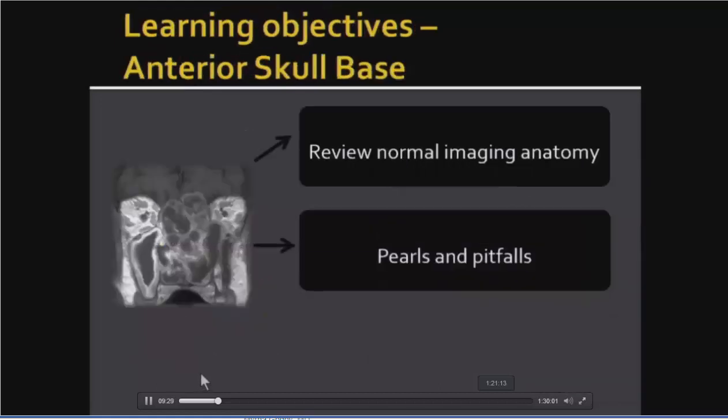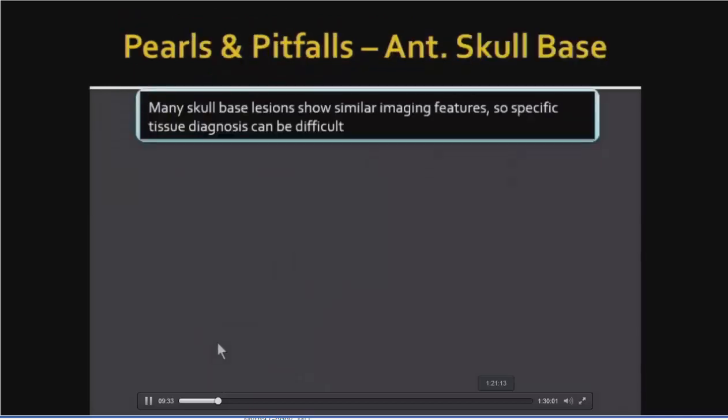Now let's look at some of the pitfalls that sometimes we face when looking at anterior skull base imaging. Number one is to realize that often different pathologies have similar imaging features. So it's not our goal to provide the final path diagnosis.